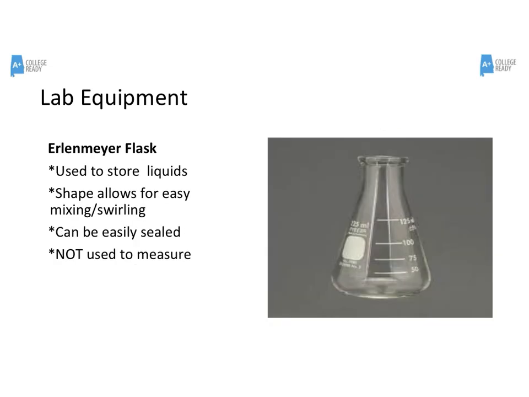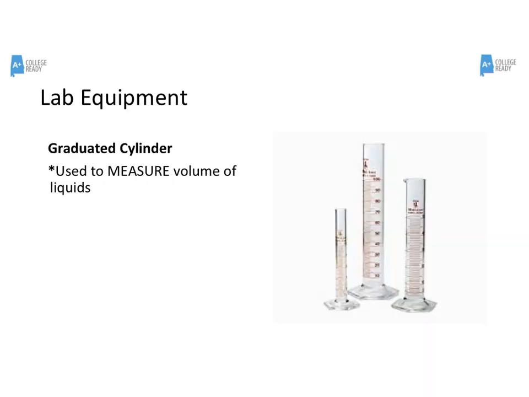The Erlenmeyer flask also has a common use like the beaker. An additional advantage of the Erlenmeyer flask is that the shape allows for easy mixing or swirling. You can also easily seal an Erlenmeyer flask, but it also should not be used to measure liquids, only an estimate of the volume of liquids. The graduated cylinder, however, is a very precise piece of glassware and should be used when you need an accurate reading of the volume of liquids.